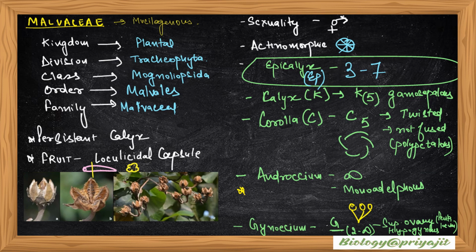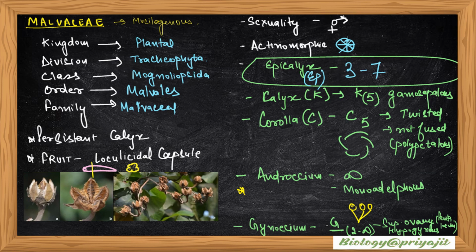Now we'll go for the Malvaceae family. It is mucilaginous. Bisexual, actinomorphic, plant kingdom Plantae, division Tracheophyta, class Magnoliopsida, order Malvales, family Malvaceae. They have a persistent calyx. The fruit is a loculicidal capsule.